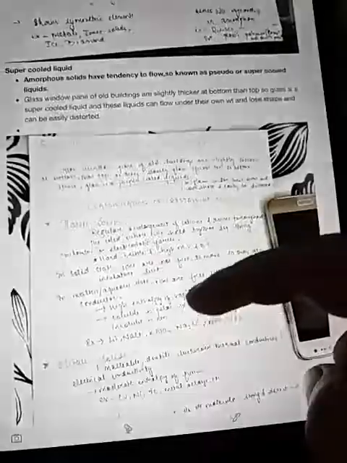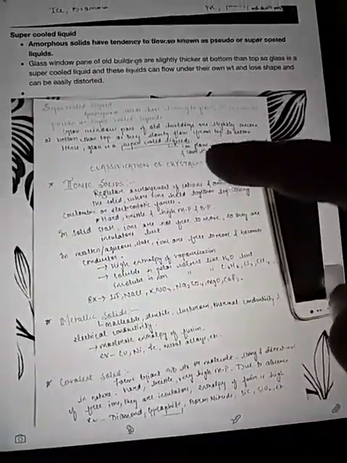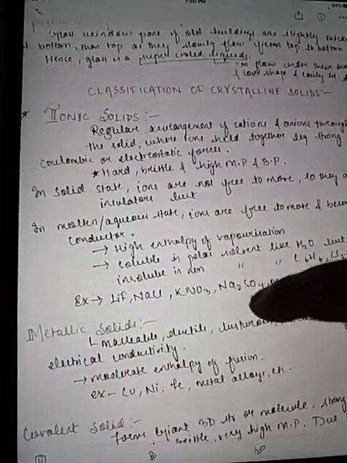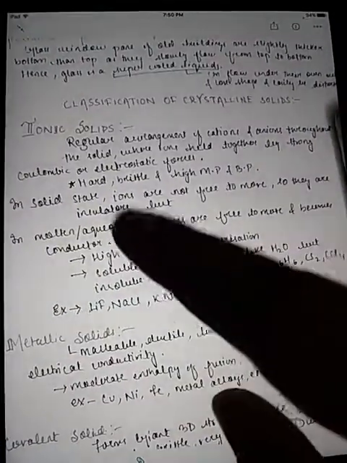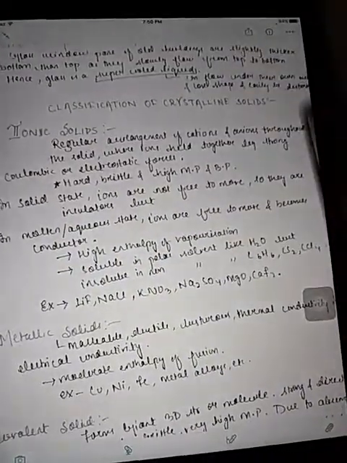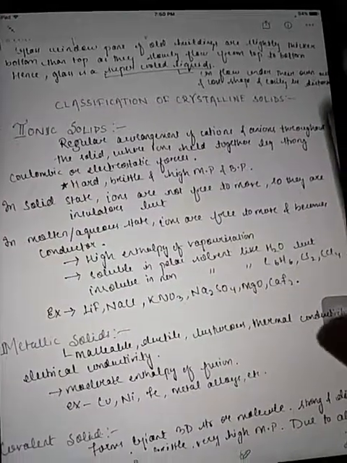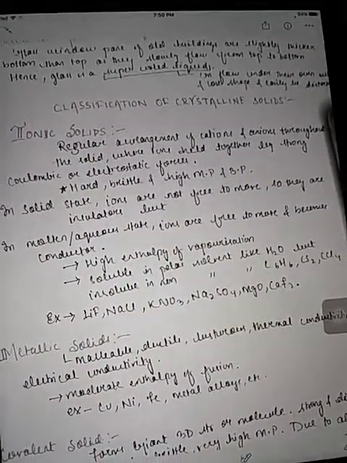Now we'll see ionic solids. What are ionic solids? Before going to the ionic solid part, let's see what is written here. Regular arrangement of cations and anions throughout the solid, where ions are held together by strong Coulombic or electrostatic forces. In ionic solids, you will find the cations and anions are regularly arranged in an orderly way throughout the solid, and those ions are held together by strong Coulombic forces.